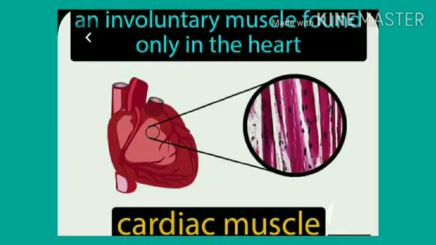The third type of muscles are cardiac muscles. These muscles are present in our heart. Like involuntary muscles, they are also not controlled by us. But these muscles work throughout our life.